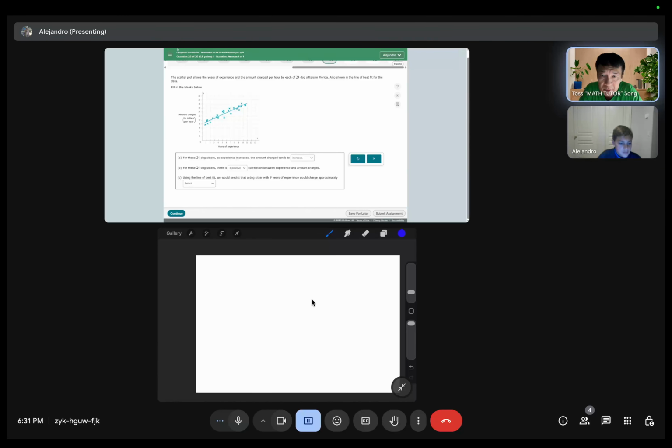Use the best fit to predict the amount. Yeah, 9 years. So you want to look at year 9 and see approximately what the amount charged is. You can zoom in if you can. I'll help because I can't see it. So I think for year 9, it could be like 14 point something. If you can see it, I'll believe you because I can't see it. Yeah, it's 14.9. Okay, I can see it here.